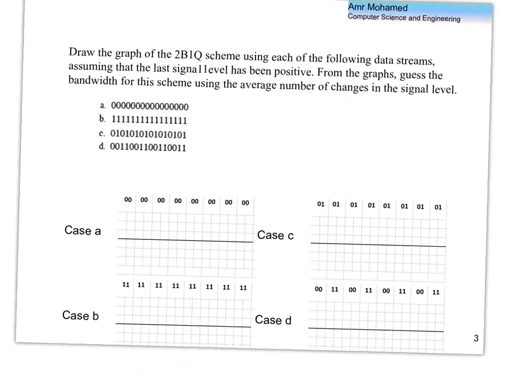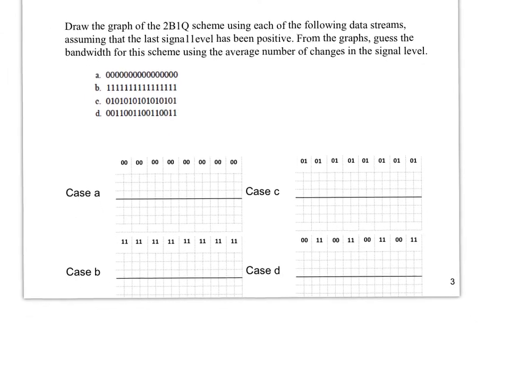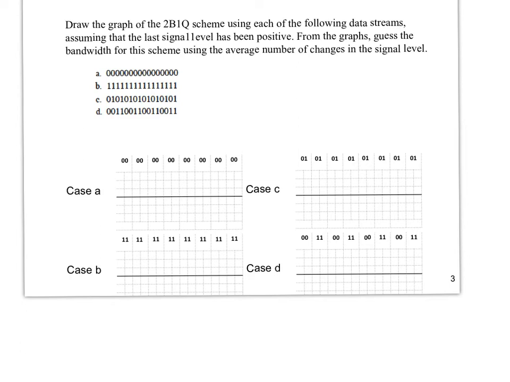So in this exercise here, we are asked to draw the graph of the 2B1Q scheme using each of the following data streams. We have four data patterns that we want to convert to the 2B1Q line coding scheme, assuming that the last signal level has been positive, and we'll talk about why we have this assumption. From the graphs, guess the bandwidth for this scheme using the average number of changes in the signal level. That's very specific, because that's slightly different from what we have discussed in class.